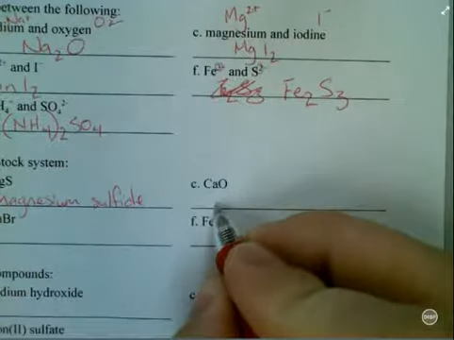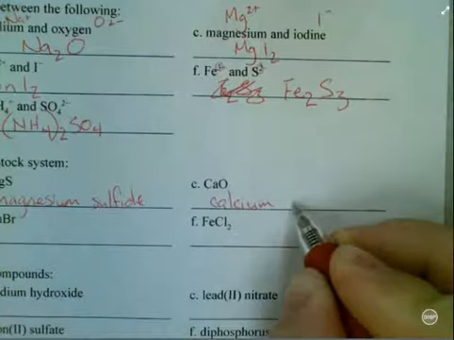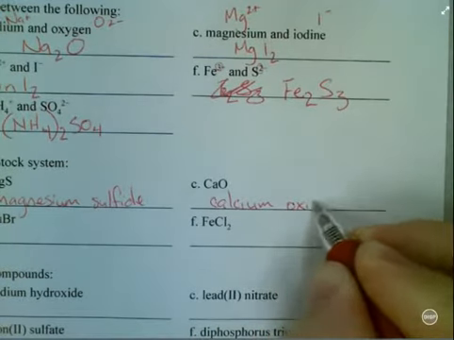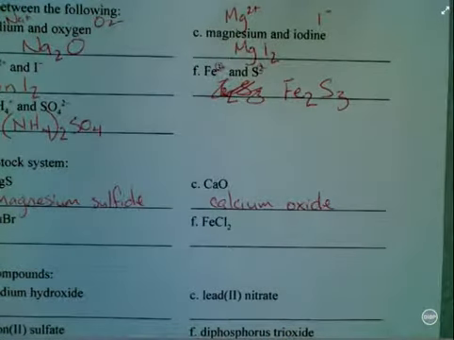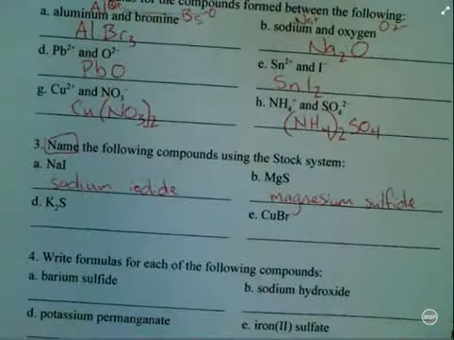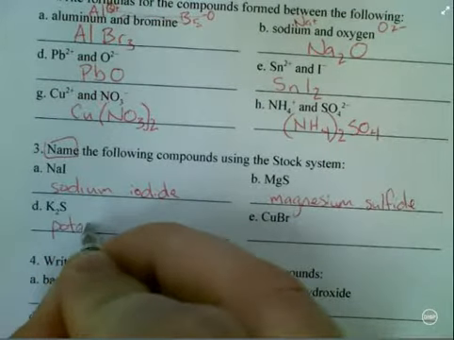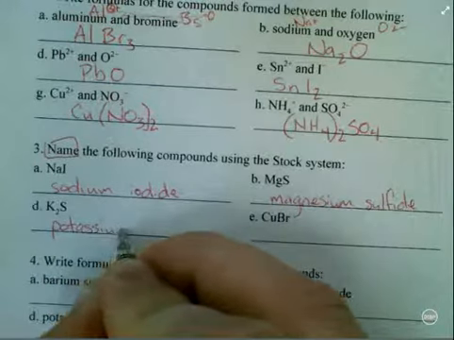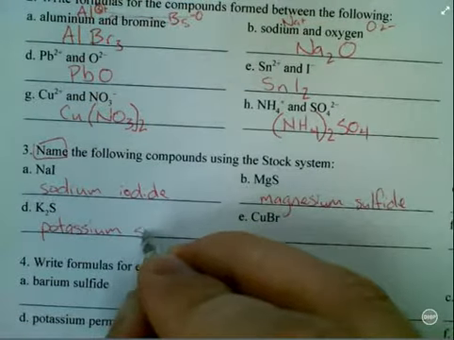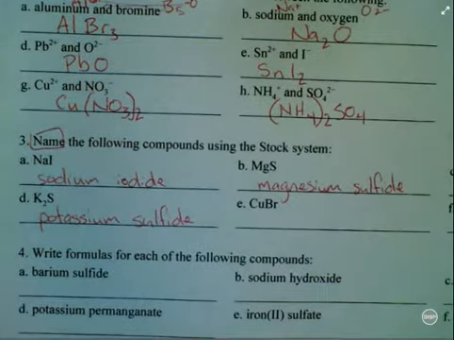All right, so here we have calcium, another main group cation. I can predict its charge, so I just leave it calcium. No Roman numerals there. And then oxide. We have potassium sulfide.